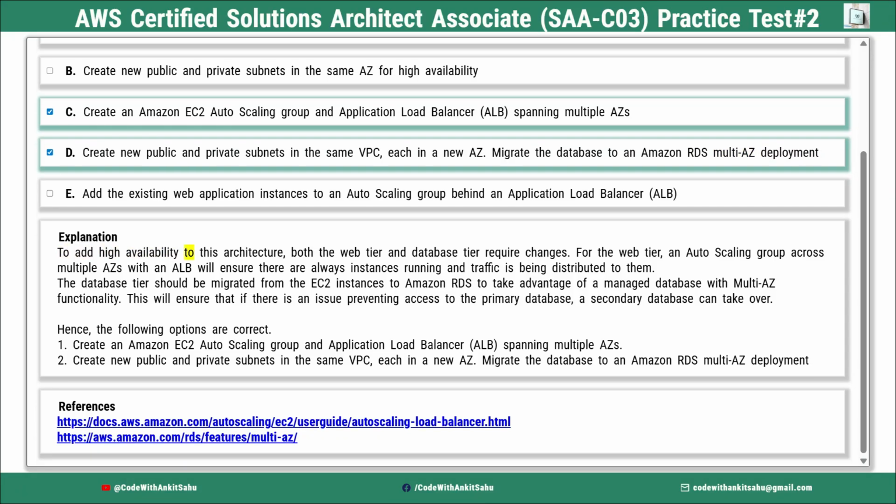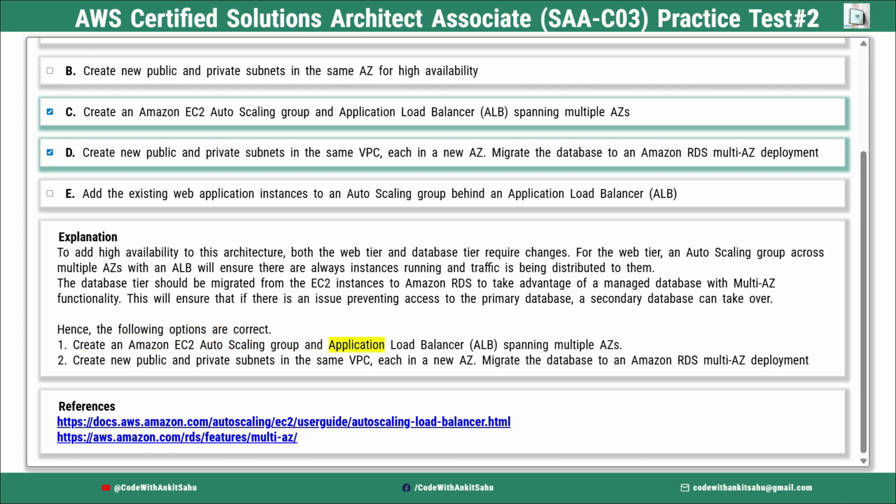Explanation: to add high availability to this architecture, both the web tier and database tier require changes. For the web tier, an auto-scaling group across multiple AZs with an ALB will ensure there are always instances running and traffic is being distributed to them. The database tier should be migrated from the EC2 instances to Amazon RDS to take advantage of a managed database with multi-AZ functionality. This will ensure that if there is an issue preventing access to the primary database, a secondary database can take over. Hence, the following options are correct.